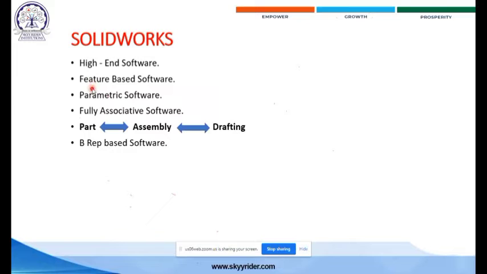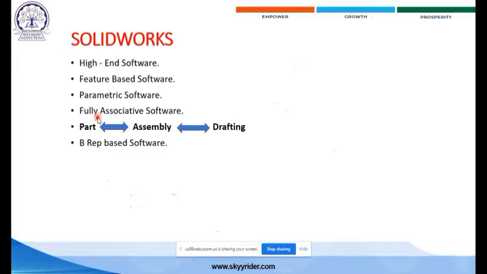The next point is that SolidWorks is a feature based software. Whenever we are making something, some features are required, so that you can make your profile easily, effectively and efficiently. All the required features are available in SolidWorks. The next point is that it is a fully parametric software. Parameters like length, height, and width you can change at any time.